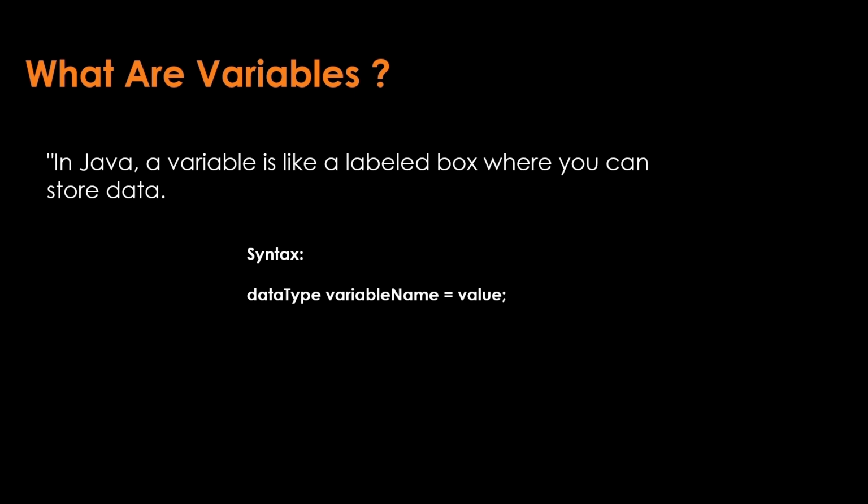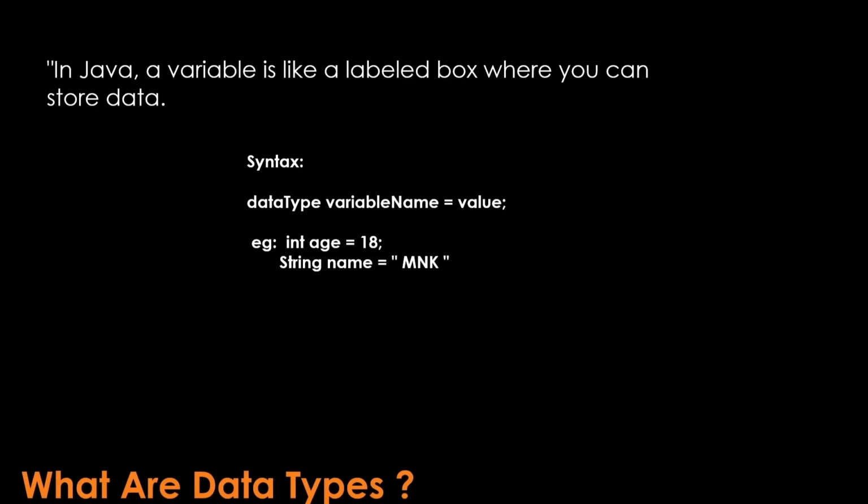The data type is what type of value you want to store in this variable. Let's take an example of the age of a person. Age is a number, which is why we store it with the data type int. Let's take an example of how to store the name of a person. We can store it as a string, because the data type string holds text data. So the data type is string, the variable name is name, and the value can be mnk. It should go inside double quotes.